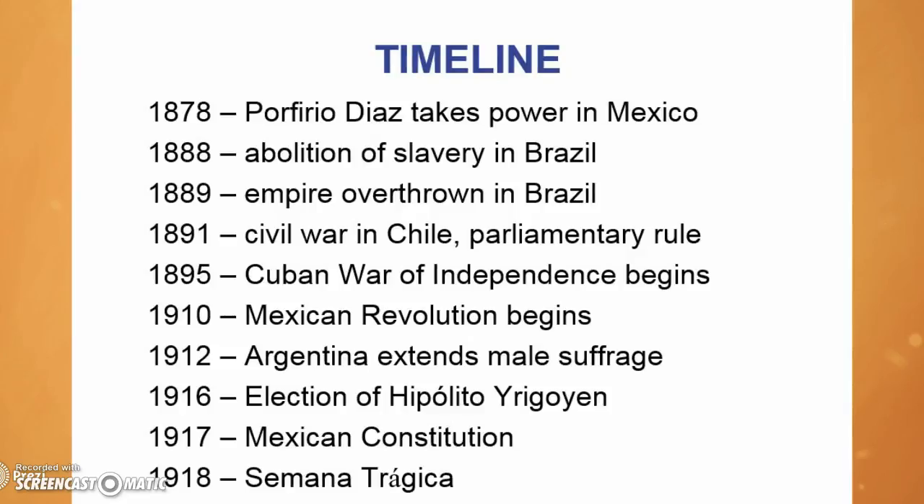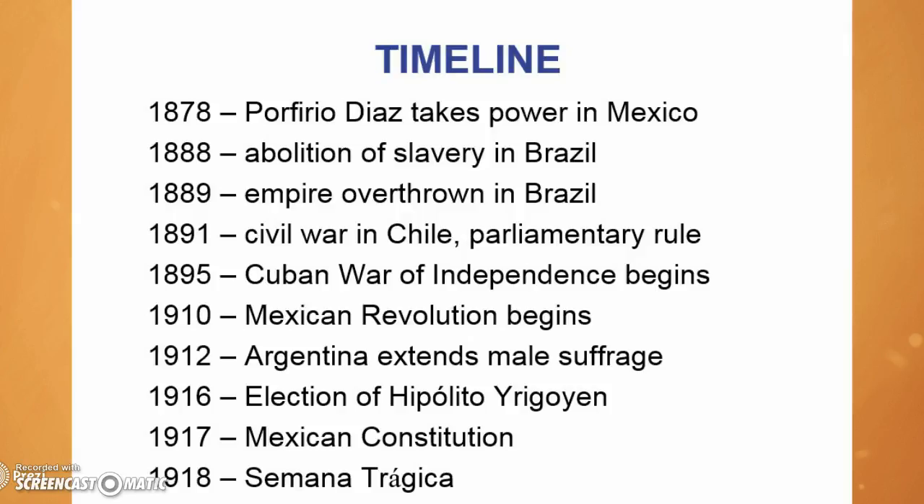The timeline begins with 1878 with Porfirio Diaz taking power in Mexico, a caudillo, and he starts out as a liberal and a friend of Benito Juarez, but he ends up being a dictatorial autocrat. In 1888, slavery is abolished in Brazil. We've already talked a little bit about Brazil, and the empire was overthrown a few months later and was replaced by an oligarchic republic. 1891, there was a civil war in Chile. And 1895, you have the Second Cuban War of Independence, which begins. The first was in 1868.